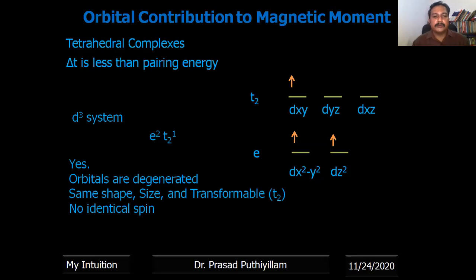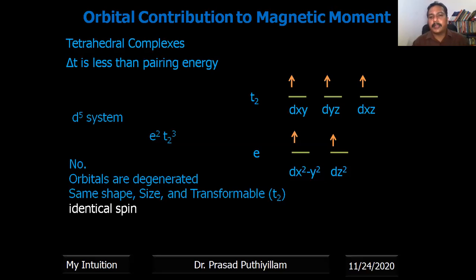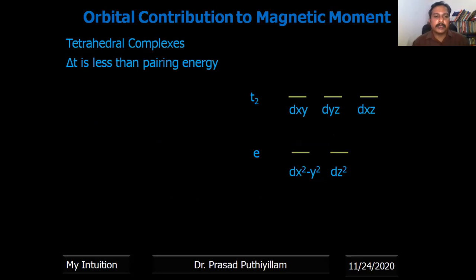D3 system, that is E2 T21, it can contribute. They are degenerate, having the same size, same shape, and transformable at T2, with no identical spin, therefore it can contribute. D4 system also contributes. D5 system, when it comes to the T2 level, there are identical spins, therefore it cannot contribute.